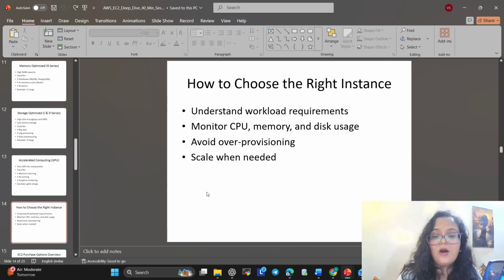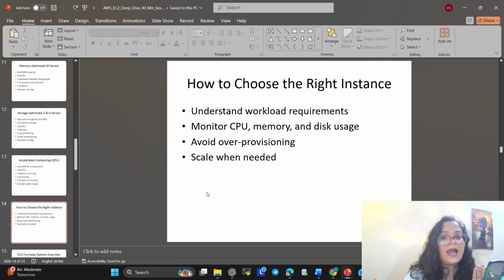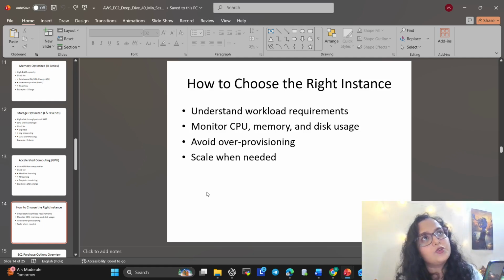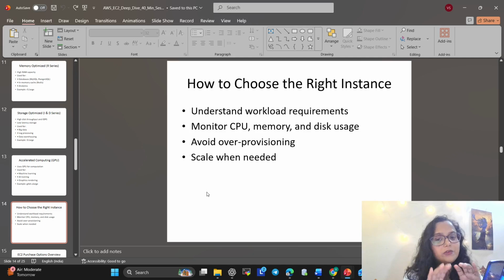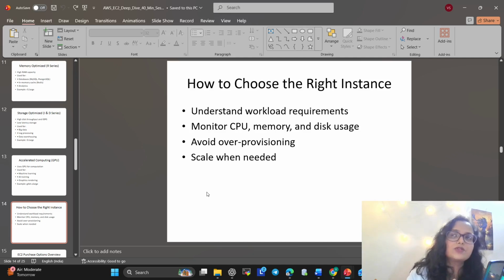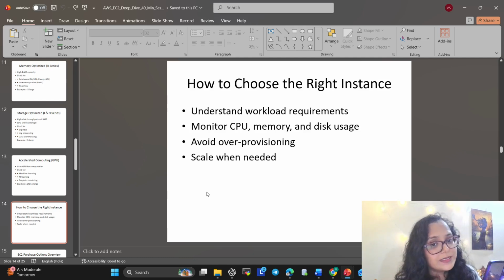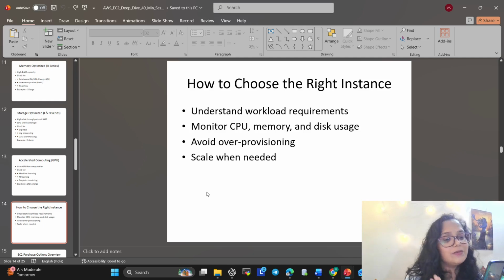Okay. How to choose the right instance? First, we have to understand the workload requirements. Monitor CPU, memory, and disk usage. Like I told you, if we know the traffic will be medium, we have to choose general purpose. As per our requirement we choose, avoid over-provisioning, and scale when needed. If traffic is high, only at that time should it scale up. It's not always scaling up and down.